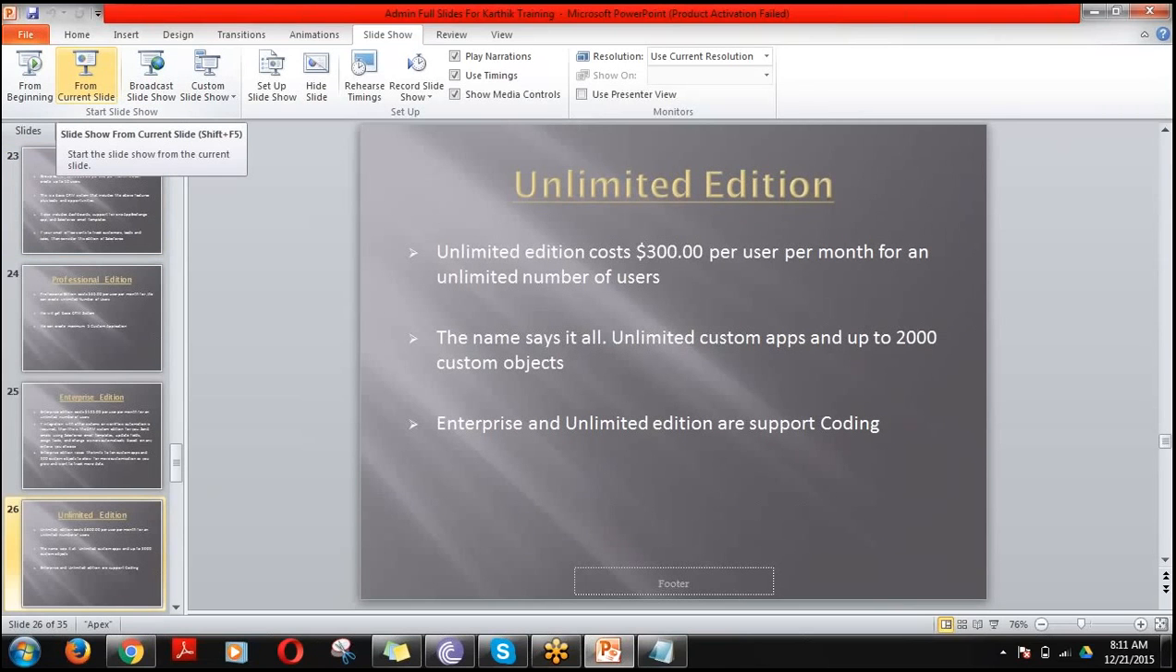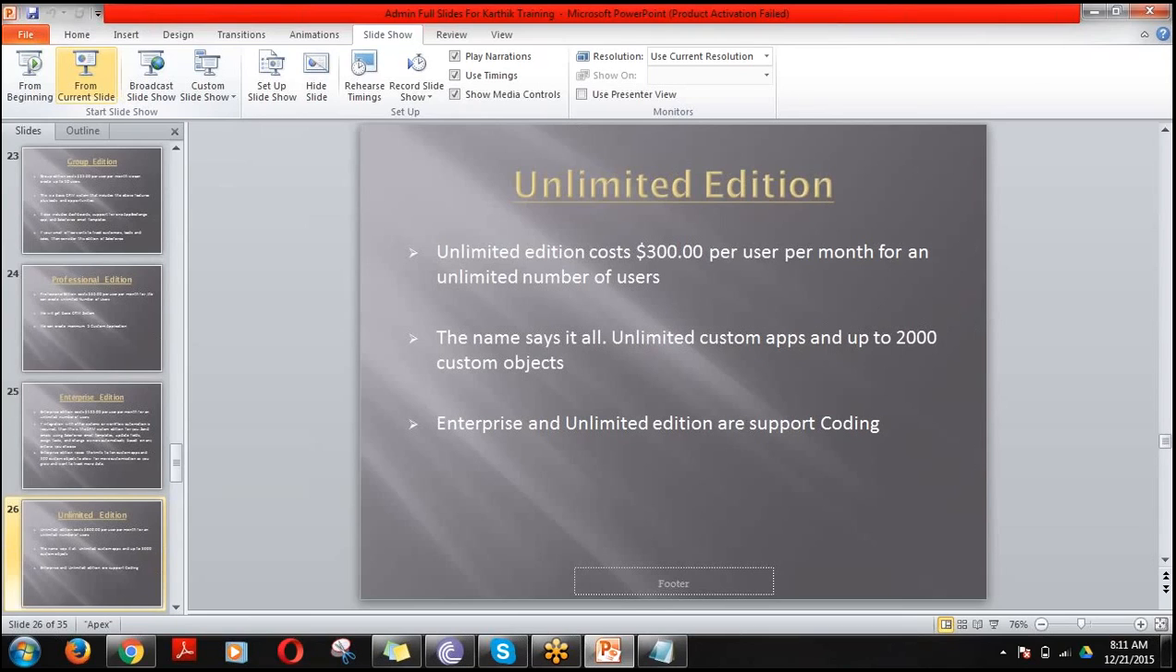And the next one is the Enterprise edition. Here the Enterprise edition cost is $125 per user per month. The Enterprise edition is the most widely used edition in our Salesforce. By using the Enterprise edition, we can create a maximum of 10 custom applications.